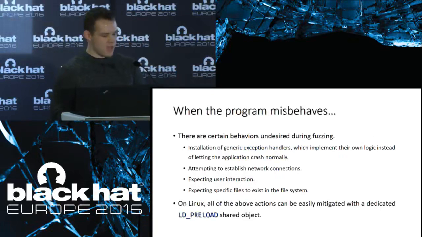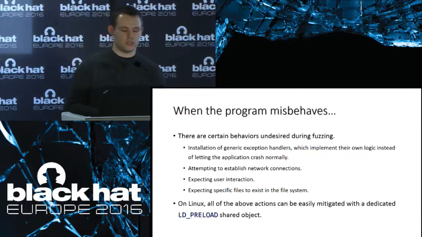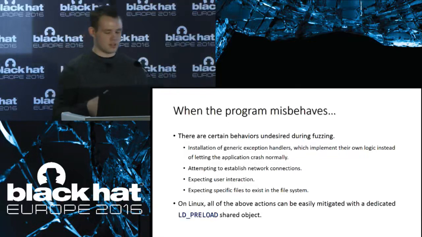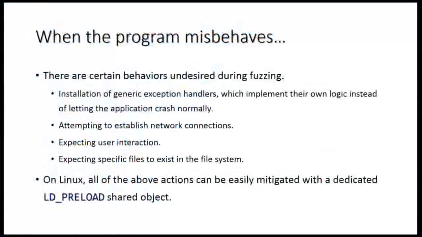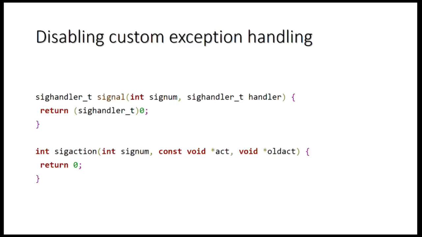So when the program misbehaves, there are certain behaviors that are undesired during fuzzing. For example, we don't want to deal with generic exception handlers, which would mask the exceptions that we want to catch. They could also attempt to establish network connections, user interaction and so on. I have found that on Linux, it's very convenient to use LD_PRELOAD to block off some of the functions that you don't want to have called.